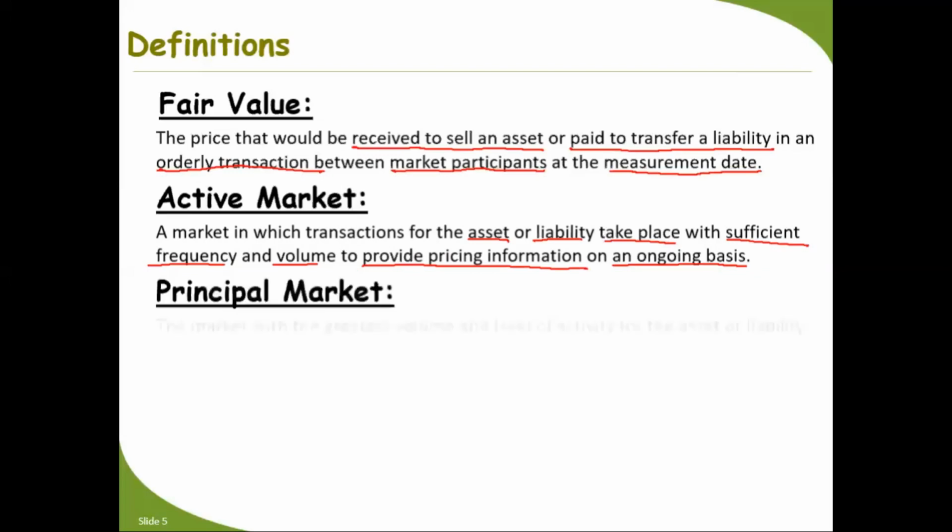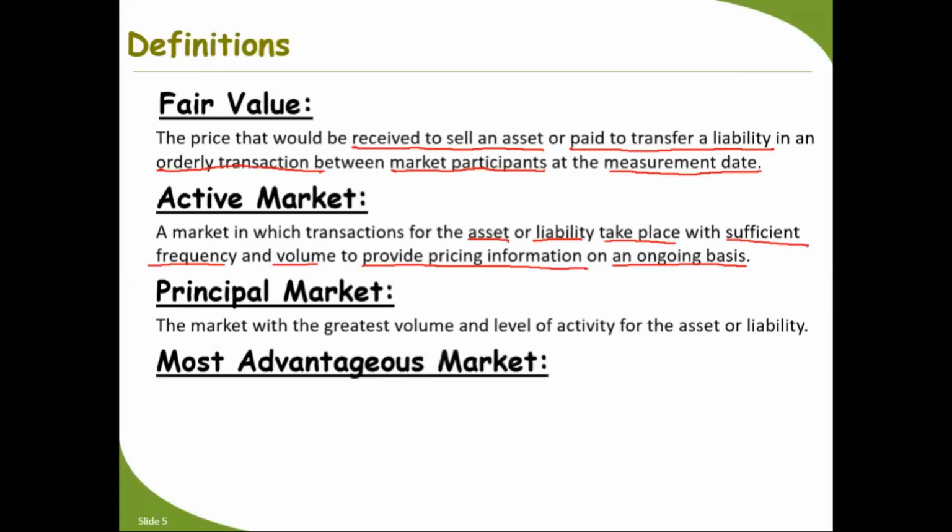Then we have the principal market: the market with the greatest volume and level of activity for an asset or liability. If the same asset or liability is traded in two or three or four markets, we will talk about it later in detail, but the market which has the greatest volume will be determined as the principal market.